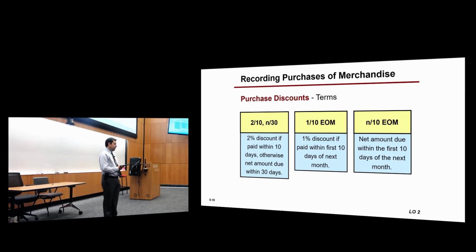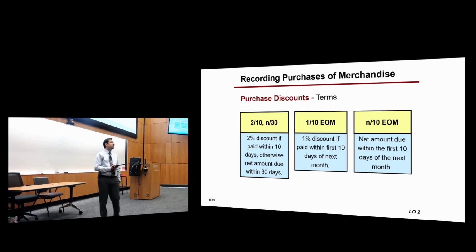1/10 EOM means that you get a 1% discount. EOM means end of month, within 10 days from the end of month. Basically, it's within the first 10 days of the next month. For example, maybe the company pays their employees on the 15th of every month, so they want to make sure that they have enough cash to pay. So they give this kind of incentive that it will be paid within the first 10 days of the month. In that case, they will get enough cash to pay their employees.